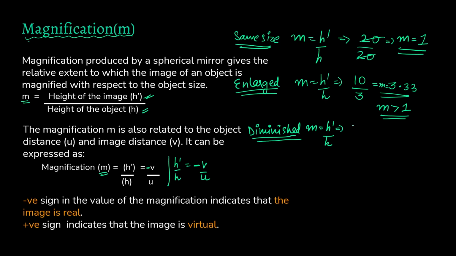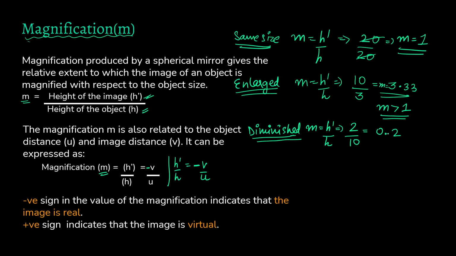So say we say here 2 upon 10. Right? This is the size of the image, 2. This is the size of the object, 10. So the image is smaller than the object size. So it is diminished. Right? So what does this come out to be? This comes out to be 0.2. Right? Or you can cancel this and say 1 upon 5, and it comes out to be 0.2.